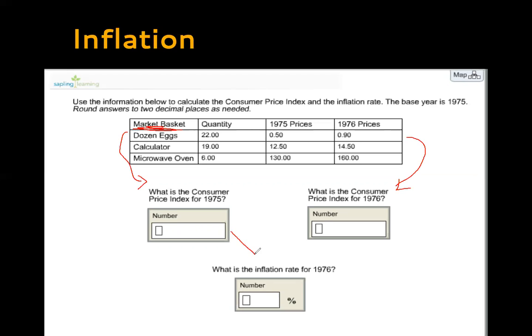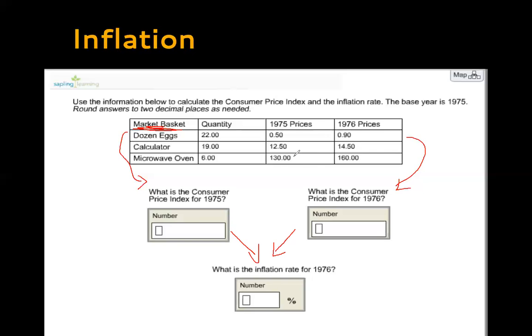Then, using those two CPIs, you can then calculate the inflation rate. Now, will you have to do that math? No, you will not. Don't worry about the math. Worry about the process. Market basket with these goods at these two separate prices. These give you this consumer price index for 2 different years. Then you bring those consumer price indexes together to get the inflation rate for 1976. How much did the prices go up from 75 to 76? Okay. So make sure you understand that.